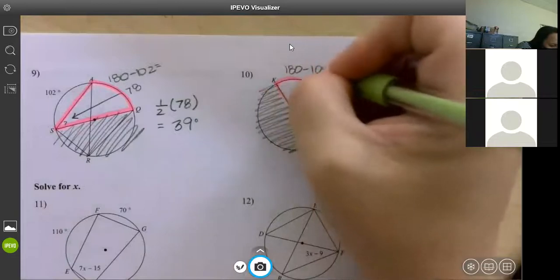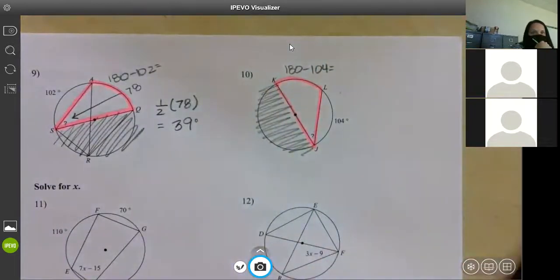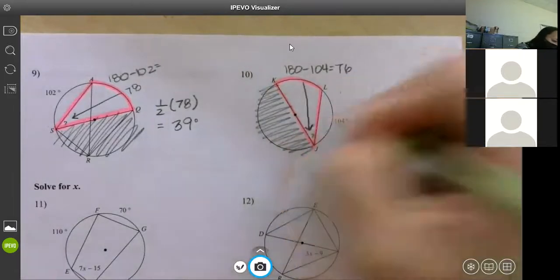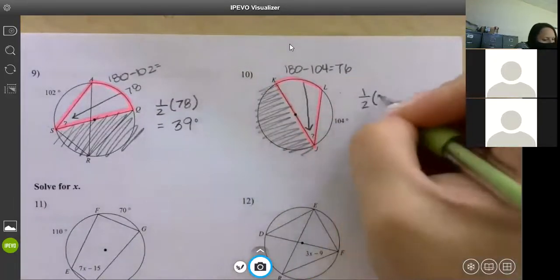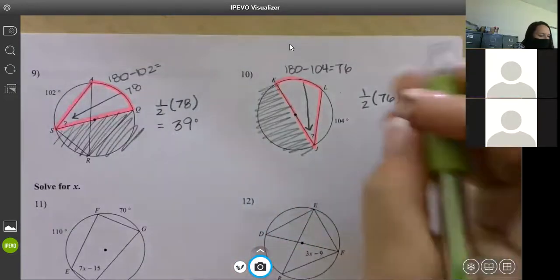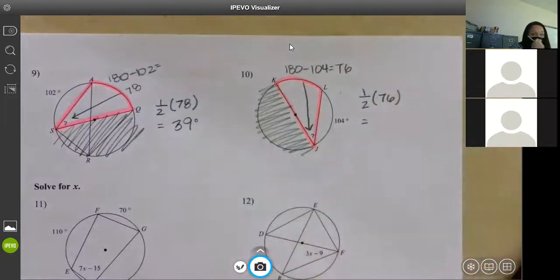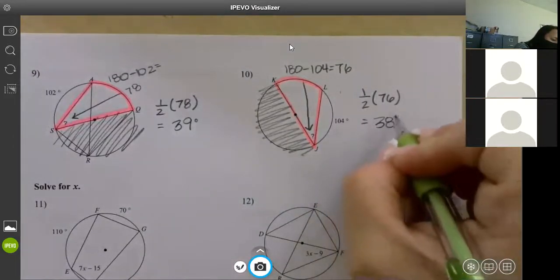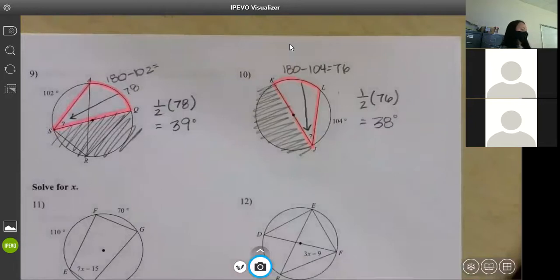$180 minus 104 is 76. So to find the angle, we do half of 76. $38. That's it.